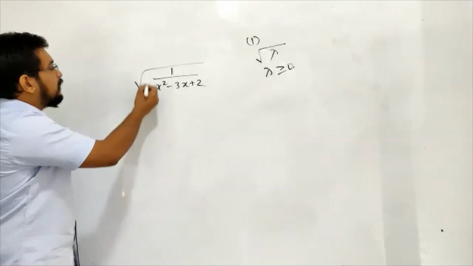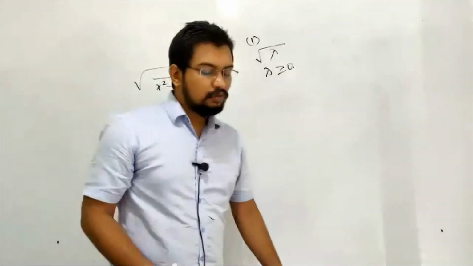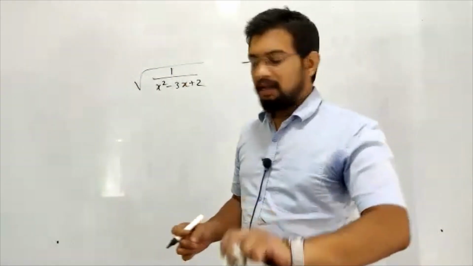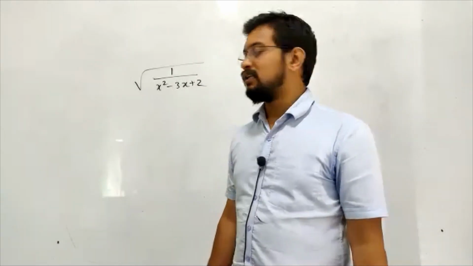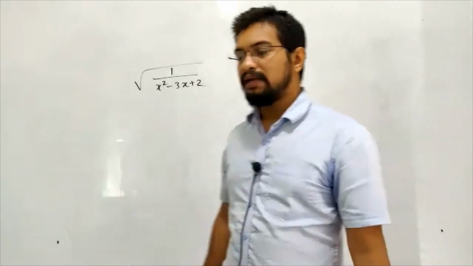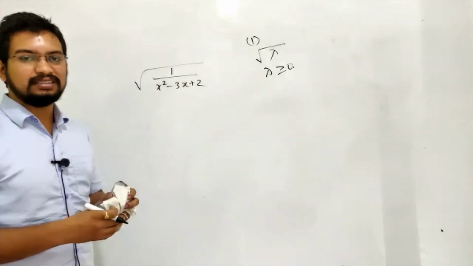Now you are writing something like this: under the root of 1 by x square minus 3x plus 2. What is the meaning of this?